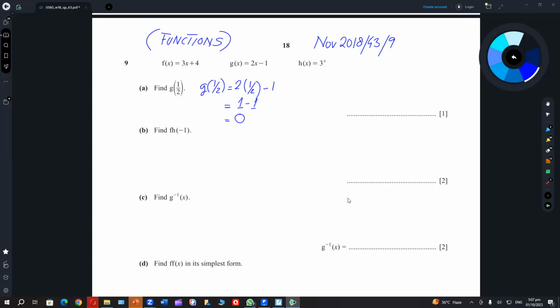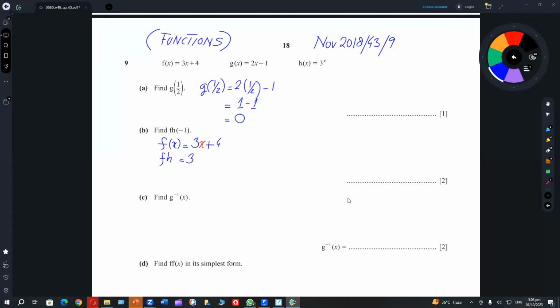Second part, f(h(x)) minus 1. We first need f(h(x)). How do we find it? We first write f(x). And what is f(x)? 3x plus 4. I have changed the color of x because I want to highlight the idea.